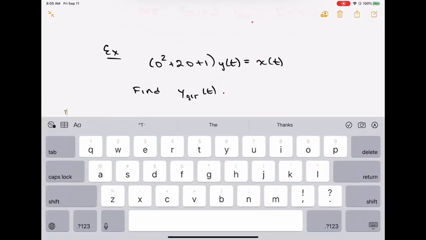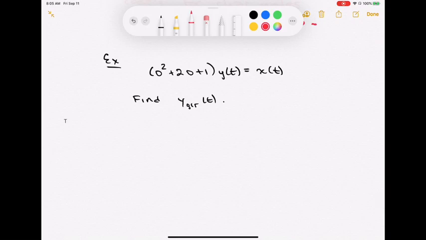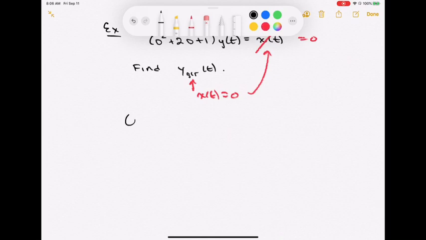Because I'm looking for the zero input response, we know that x of t equals 0, which implies this whole thing goes to 0. We're just setting that equation to 0. We know that the form of the output y ZIR is going to be exponential, and it's going to be dictated by the characteristic roots of the system. So I'm going to take Q of lambda, just replacing D with lambda. That's going to be lambda squared plus 2 lambda plus 1, and I'm going to set it equal to 0. That's the characteristic equation.